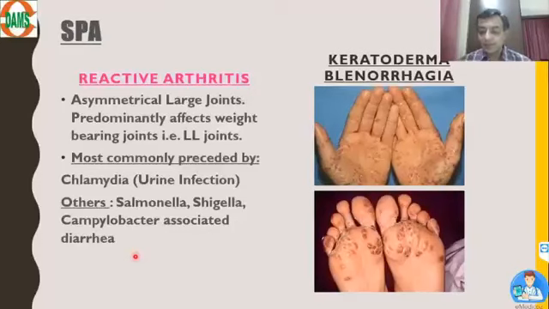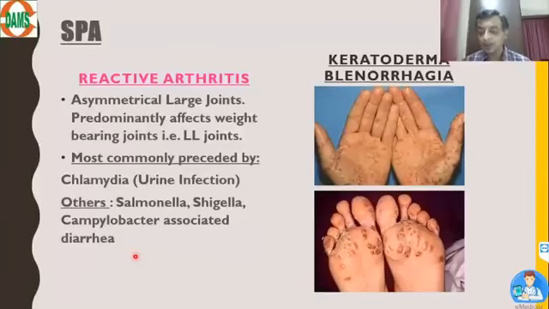Enteropathic arthropathy is a common name for all arthropathies preceded by diarrhea. They can be IBD, or they can be those cases of reactive arthritis which are preceded by diarrhea. Today they are all called enteropathic arthropathy. These are the diseases under the heading SPA, spondyloarthropathy.